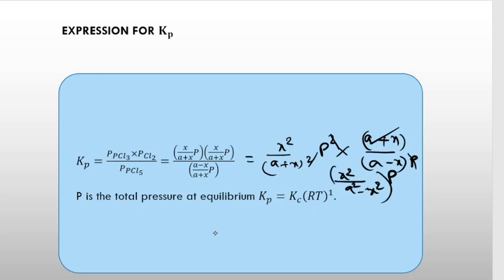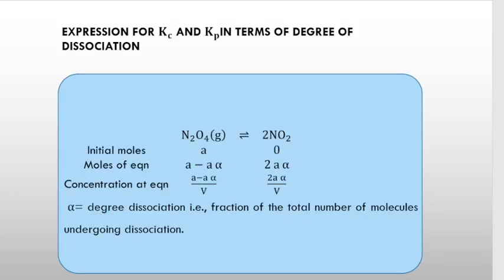And we know already how to write the relation between Kp and Kc just by knowing the delta N value. Delta N for PCl5 giving PCl3 plus Cl2 is nothing but 2 minus 1, and hence we have written 1 here. So this is how to express the Kp and Kc by knowing the number of moles or concentrations at equilibrium. Now, let's move to the next example.